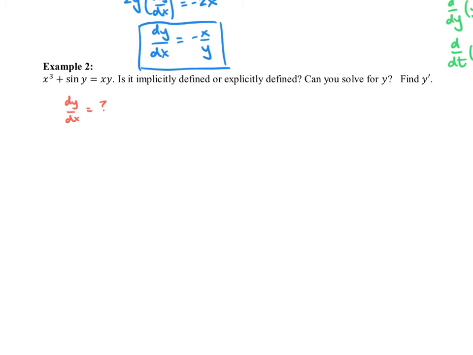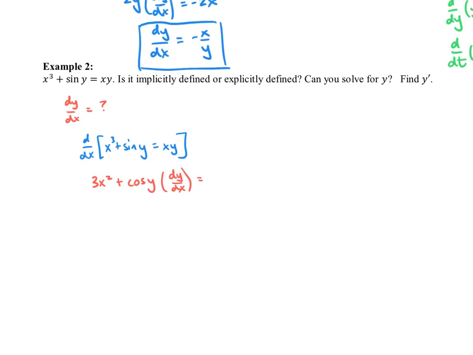I know y prime is easier to write down, but with so many x's and y's and all this stuff with implicit equations, I think it's maybe easier to notate it as dy dx. Okay, so we're going to take the derivative with respect to x of x cubed plus sine y equaled xy. And we have our first derivative as 3x squared. And then we have our implicit derivative, so we have cosine of y multiplied by dy dx.